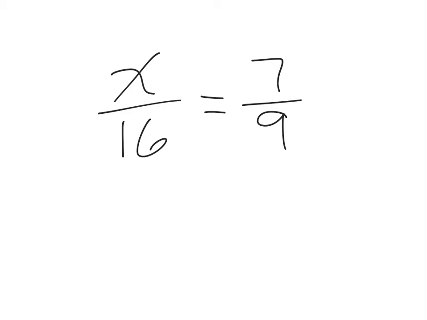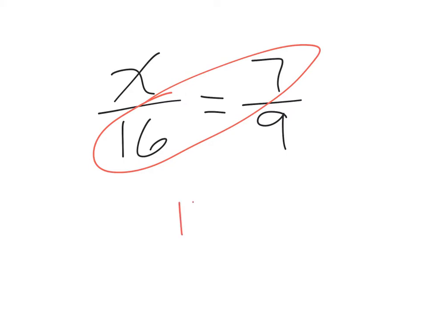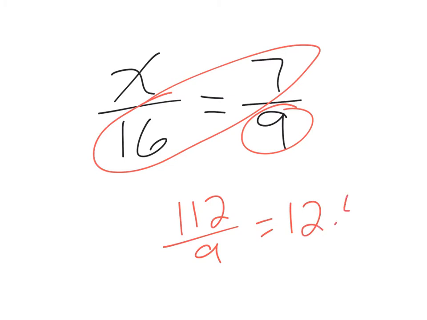So again, this one we might not be able to do in our head, but using our cross multiplication method, the opposite side says 16 times 7. 16 times 7 is 112. So I'm going to take that answer and divide by our last number here. 112 divided by 9 is 12.4 repeating. If you ever got something like that, I would tell you to round it to the tenth place. So it's just going to be 12.4.